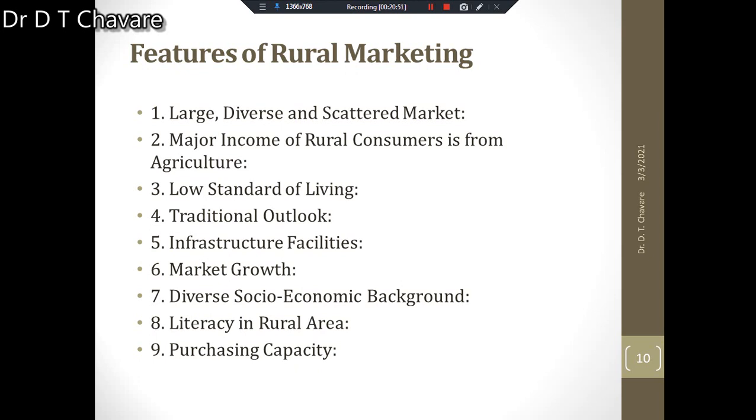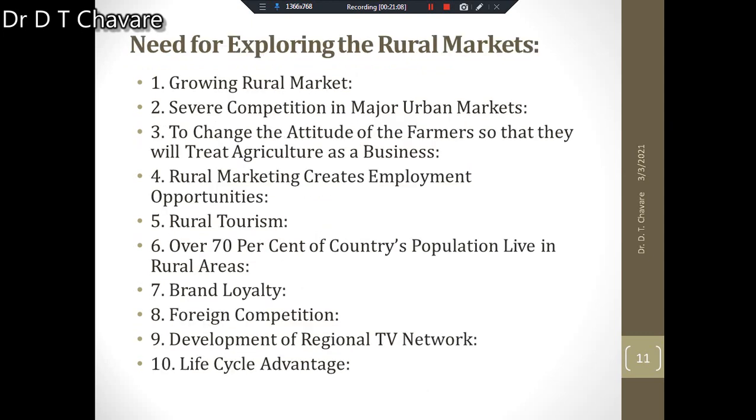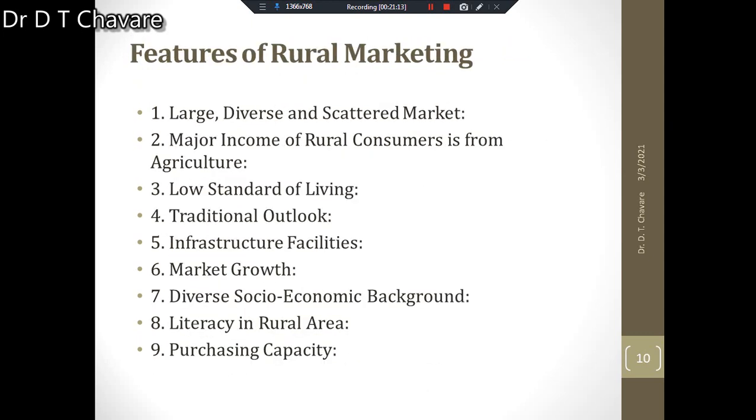Then purchasing capacity is also going to increase. Try to understand, the purchasing capacity of rural people is going to increase and increase. That's why we also have to understand this feature of rural marketing. Then we also have to study other features. How many features have we studied here? There are 9 features we have studied here. With the help of these features we can understand the nature of rural marketing.